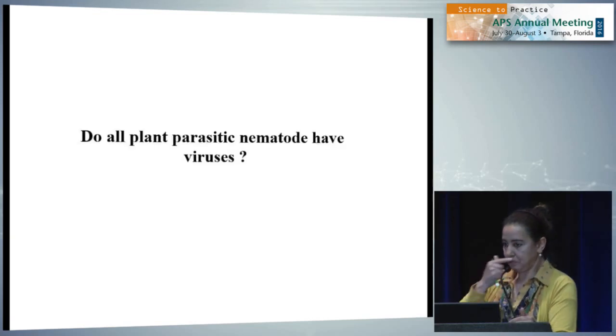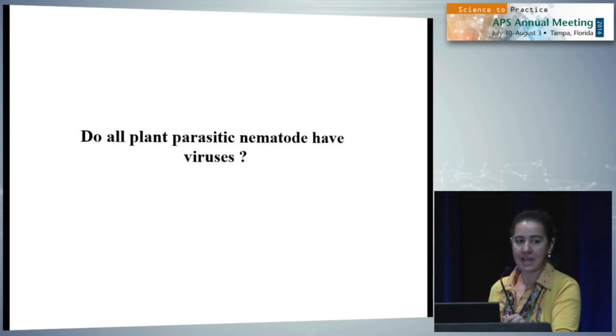So the big question we were asking ourselves is: is this really specific to the soybean cyst nematode, or are there many other viruses out there, and how diverse are they in other nematode genera? One similar nematode that has a very wide host range is the root knot nematode. We decided to do the same transcriptome analysis on root knot nematode.